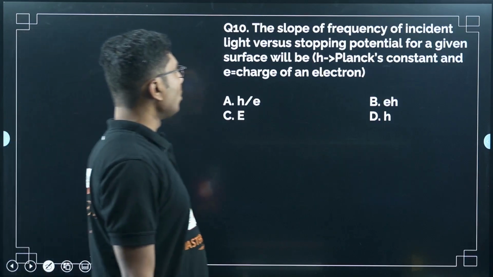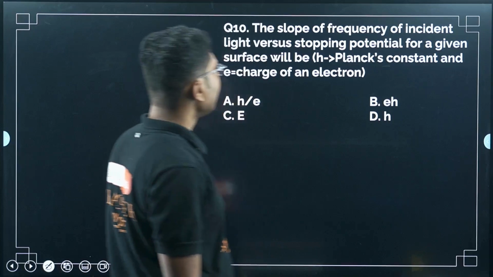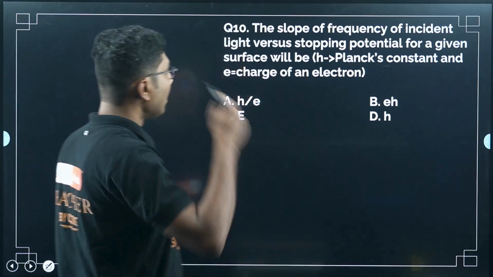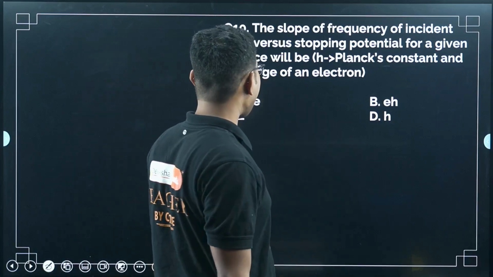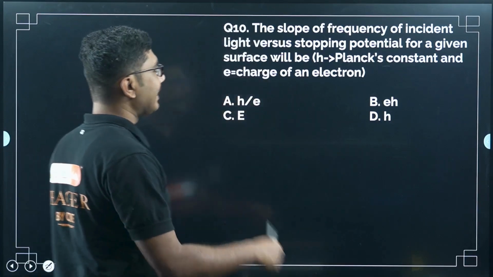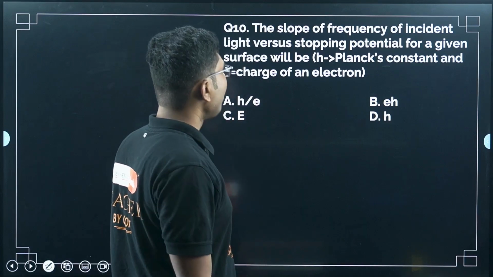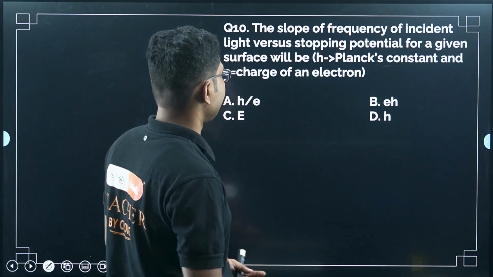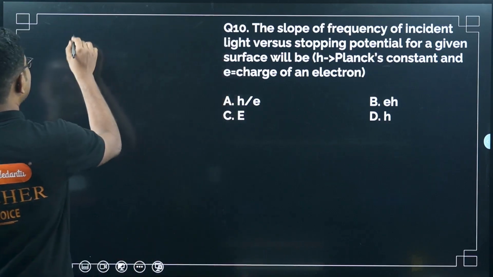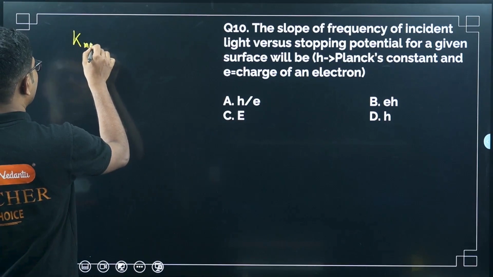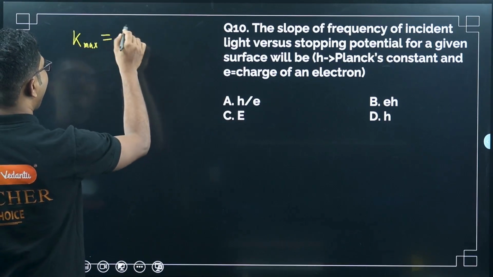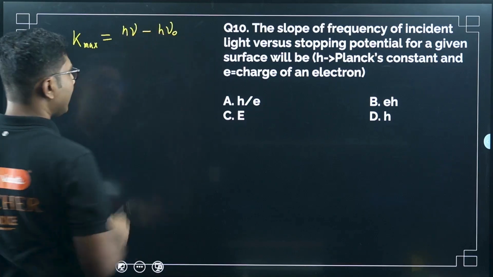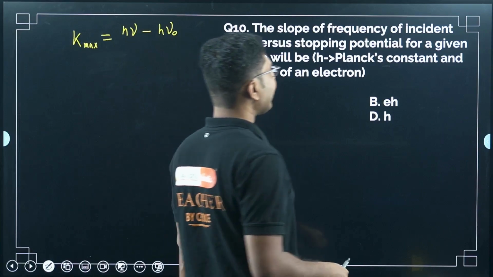Now the slope of frequency of incident light versus stopping potential for a given surface will be, where h is Planck's constant and e is the charge of an electron. So they have asked you to find the slope of frequency of incident light versus stopping potential for a given surface. Okay, so we know that maximum kinetic energy is given by h nu minus h nu naught. Okay, now they have asked what you are plotting.